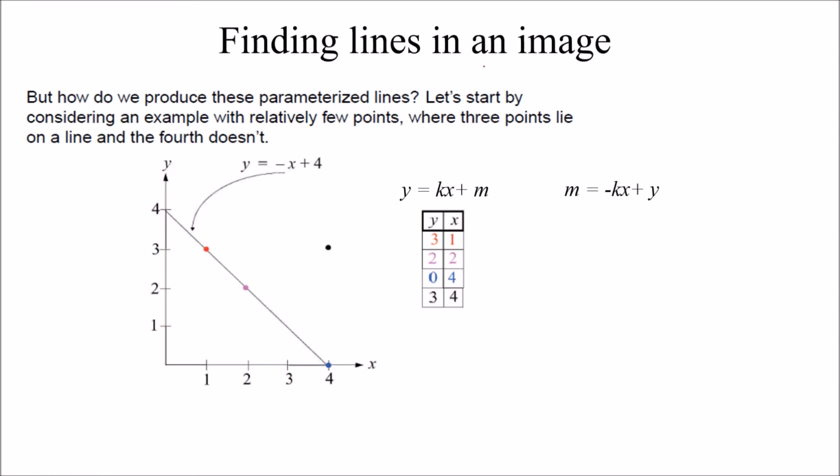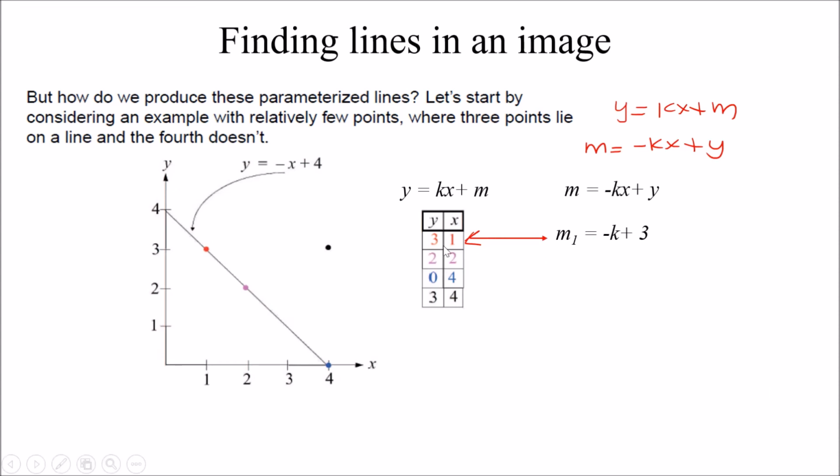So our original equation is y equal to kx plus m. If we change it a bit, it becomes m equal to negative kx plus y. Okay, so now for every given value here, you can just straightaway plug in the value in order to determine the equation of line.